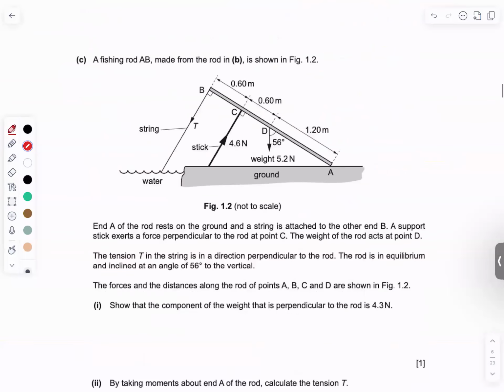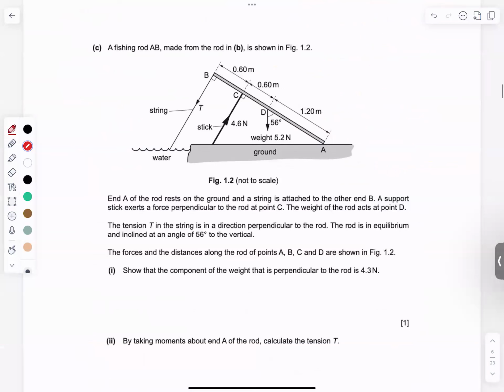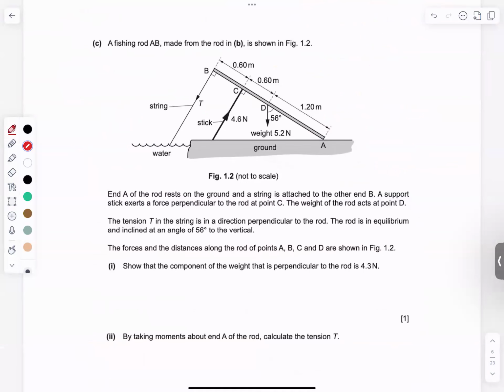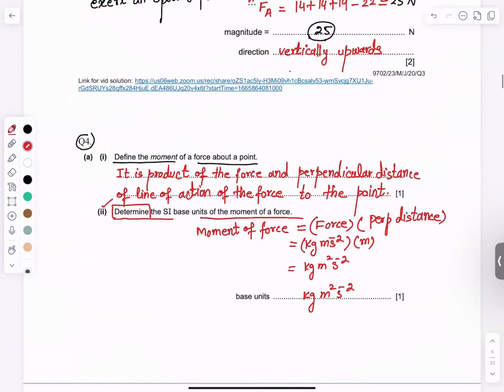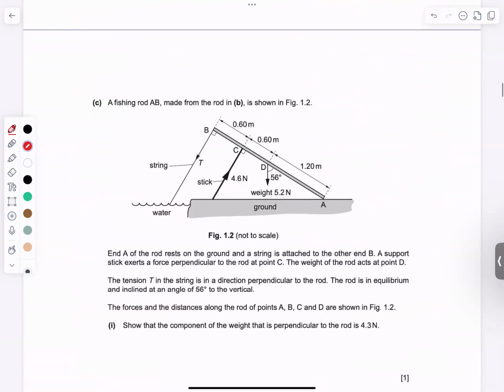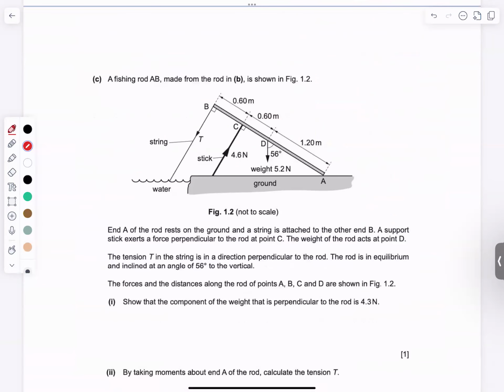Now this is the question. This question is about a fishing rod AB. So AB is a fishing rod. Acha, a fishing rod AB is shown in figure 1.2. Now, maybe the B part is not about moment of a force. That's why it is missing.